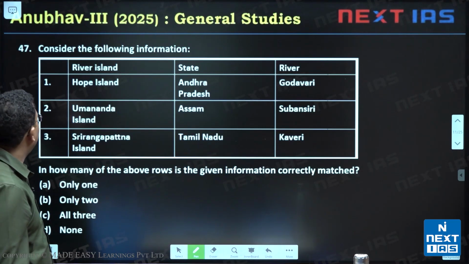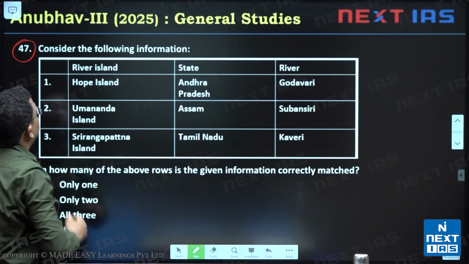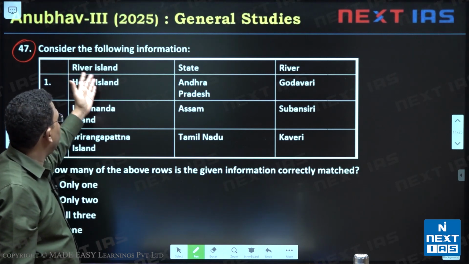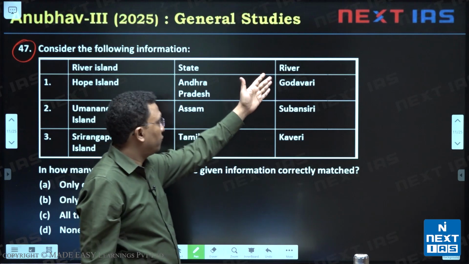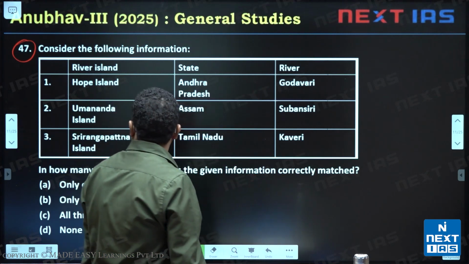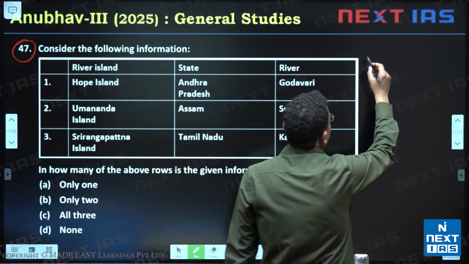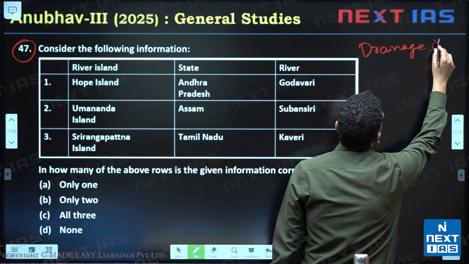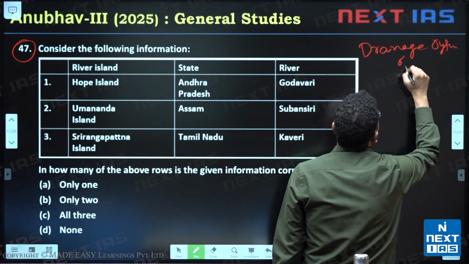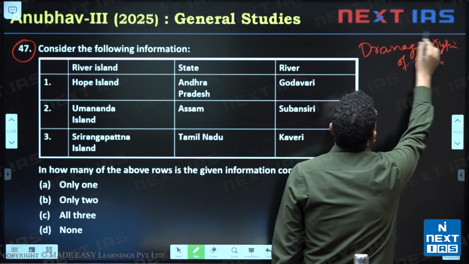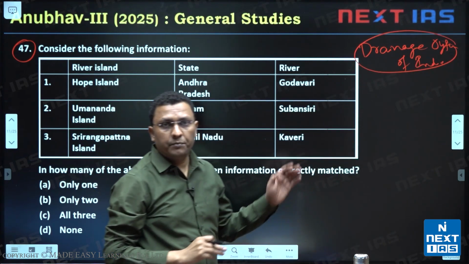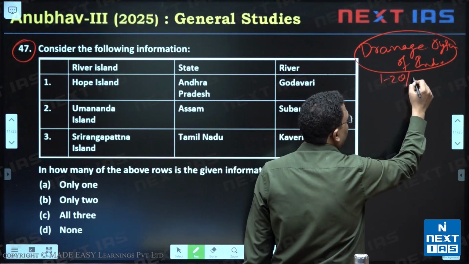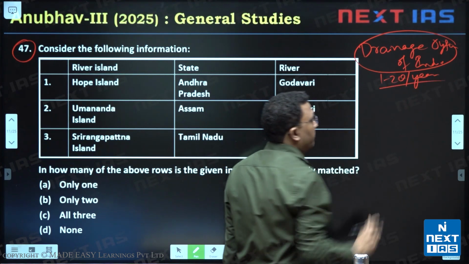Now let's move on to our next question, that is question 47. It says consider the following information. In one column river island is given, state, associated river, right? So this will lie in the topic drainage system of India, right? This is a very important topic from prelims exam point of view. You can expect 1 to 2 questions from this topic almost every year, right?